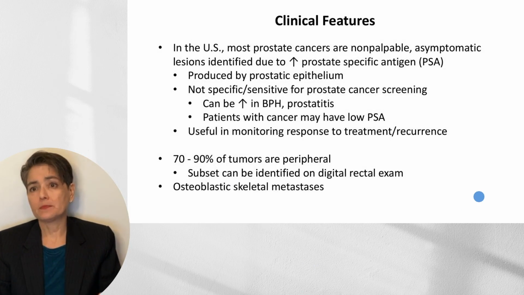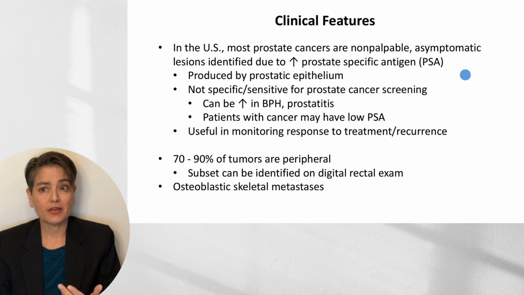So in the United States, most prostate cancers are non-palpable and asymptomatic, and they are identified due to an increase in prostate-specific antigen, or PSA, that is detected in screening. PSA is produced by prostatic epithelium, so it is organ-specific, but it is not cancer-specific. So this means it is not specific or sensitive for prostate cancer screening. What do we mean by this? We can see elevations of PSA in patients with benign processes like benign prostatic hyperplasia or prostatitis. And on the other hand, we can have patients who do have cancer but have a low PSA.